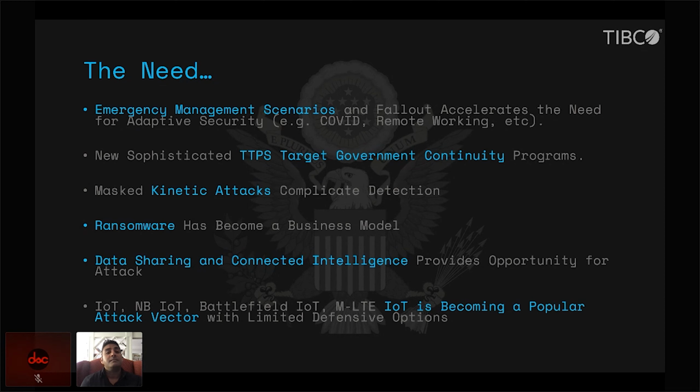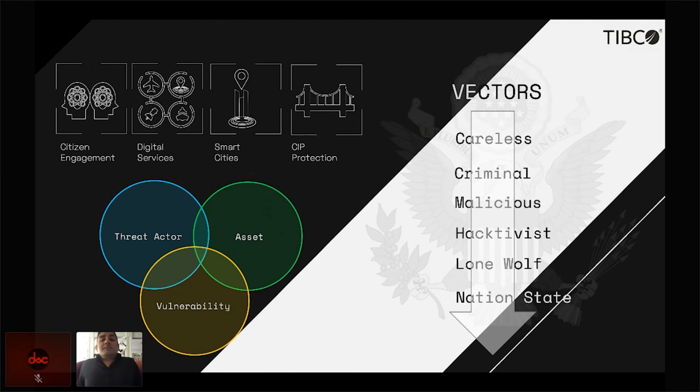And then finally, last but not least, as we see technology becoming ever so prevalent across the ecosystem, we also see the increase of IoT, whether you're talking about narrowband IoT, battlefield IoT, MIoT, LTE IoT, any type of IoT working in a semi-connected or disconnected state. It is becoming such a popular attack vector for cyber. That's why it's really important to understand it, specifically because as of recently, outside of anomaly detection, you have limited defensive operations or options. So let's talk about the vectors. Let's talk about more of the need.